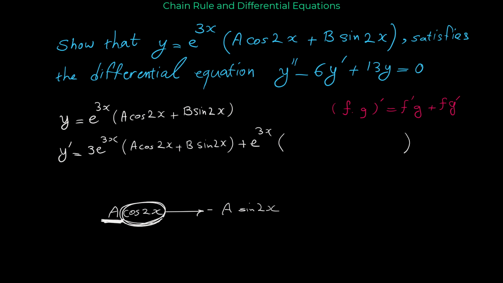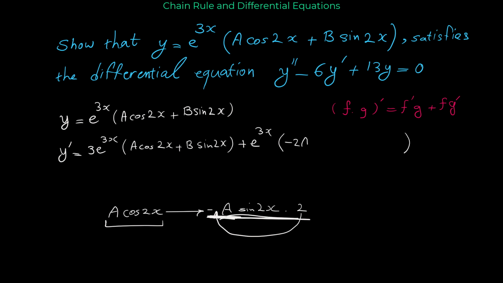But don't forget to multiply by the derivative of the inside. Derivative of cosine is negative sine. This is the outside function, the derivative of the outside function. But you have to multiply by the derivative of the inside function, and the derivative of 2x is 2. So we have to multiply this by 2. So the derivative of a cosine 2x is negative 2, put the 2 here, negative 2a sine 2x.